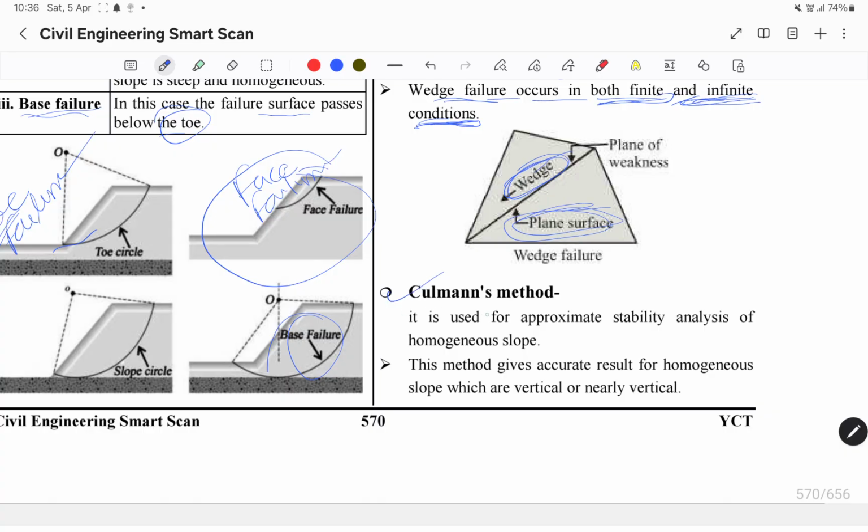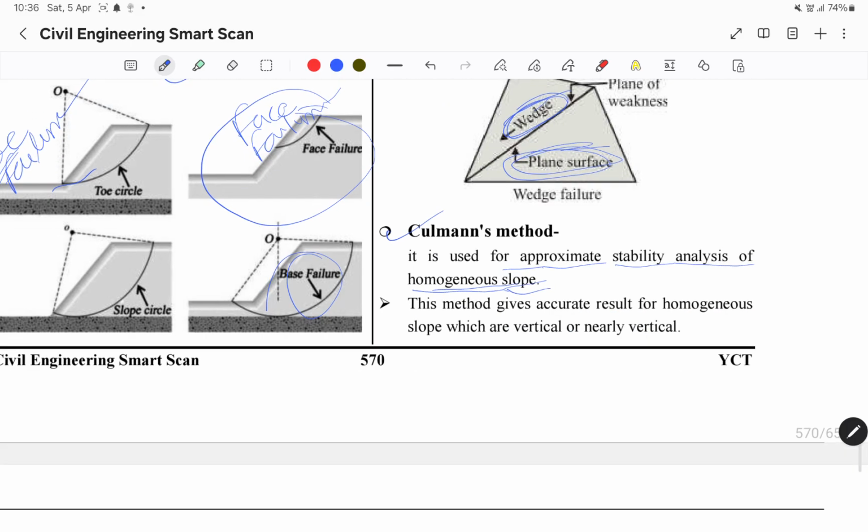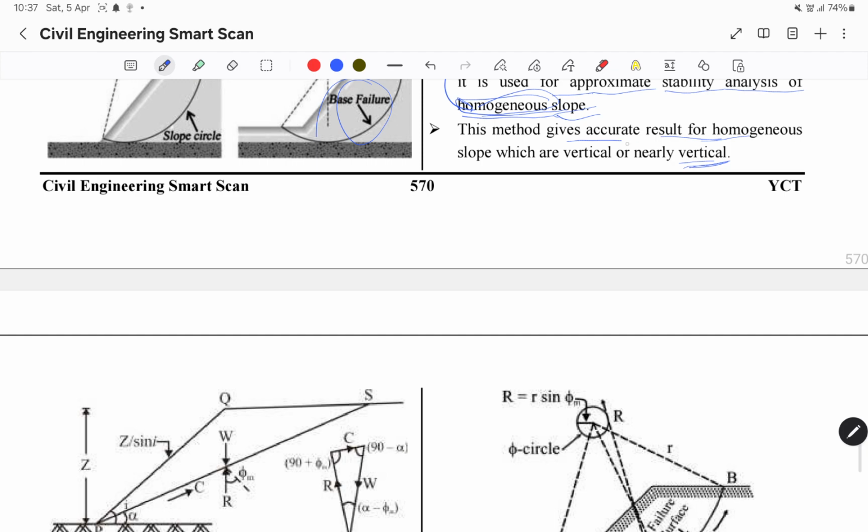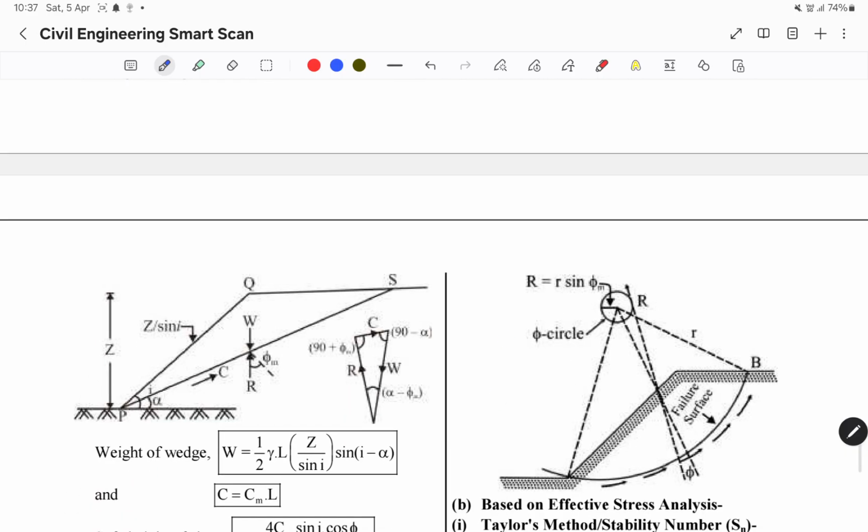Culmann's method, it is Culmann's method, not Coulomb. Culmann's method is used for approximate stability analysis of homogeneous slopes. This method gives accurate results for homogeneous slopes which are vertical or nearly vertical.